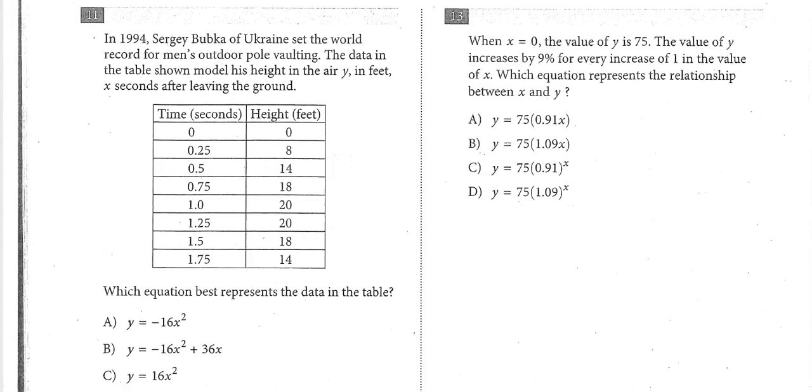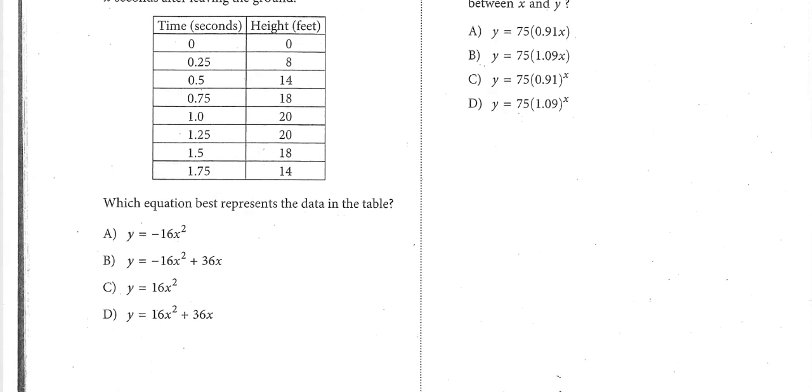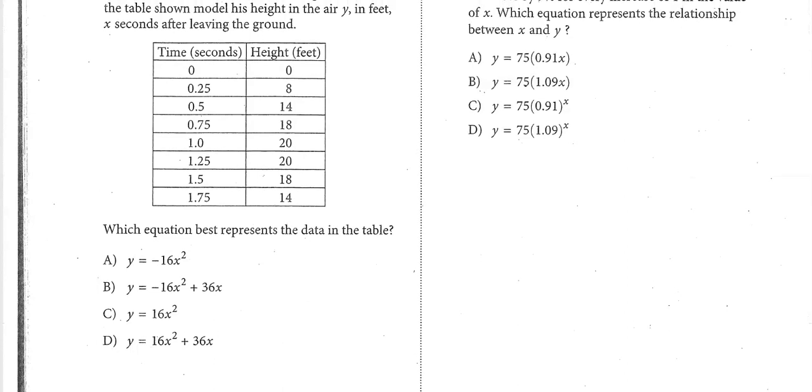All right, number 11. Looks like we got somebody from Ukraine set the world record for pole vaulting. So we got to match up this table with feet. And right away, if you've had physics or if you've had algebra 2 and you've dealt with this projectile motion stuff or free fall, gravity, it's in the form y equals negative 1/2 gt squared plus initial velocity times time plus initial height.